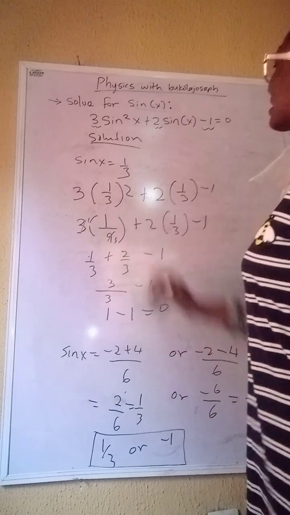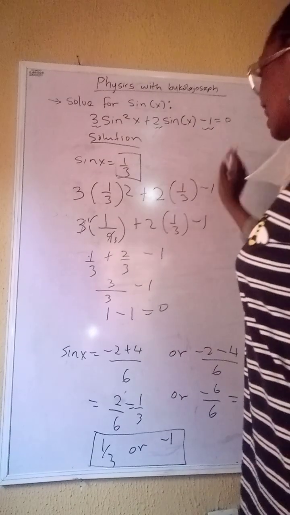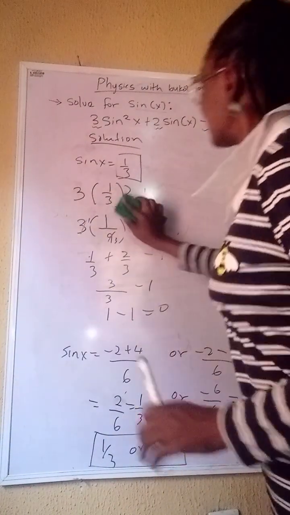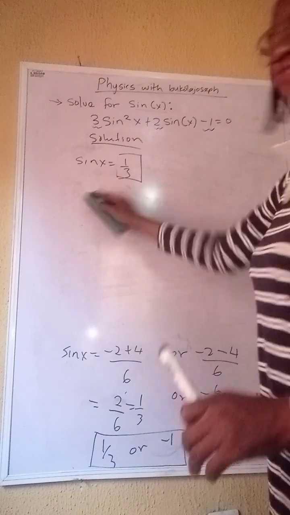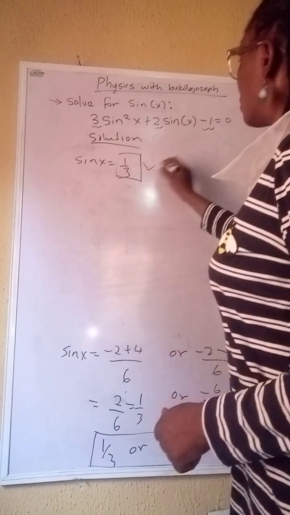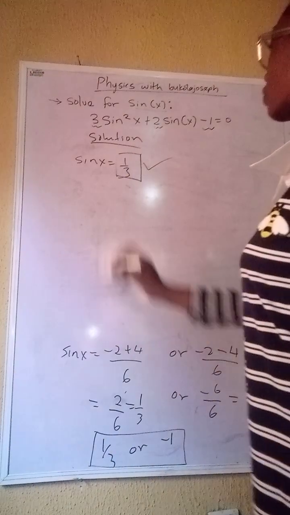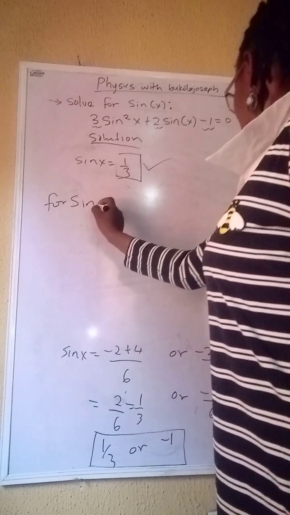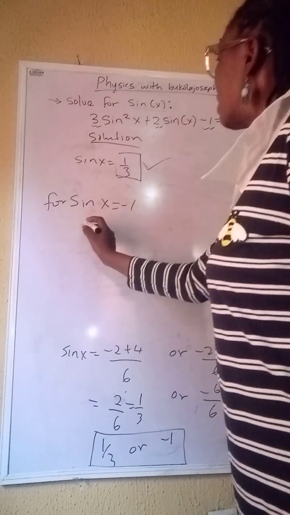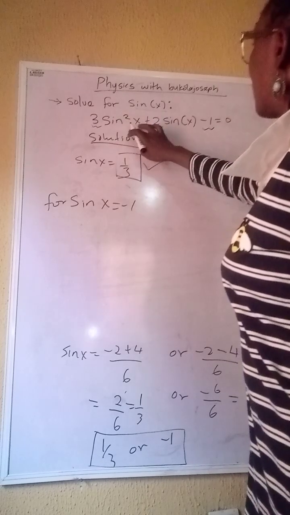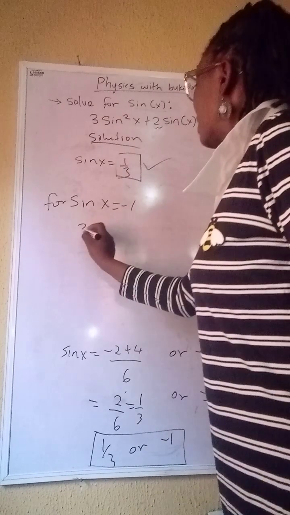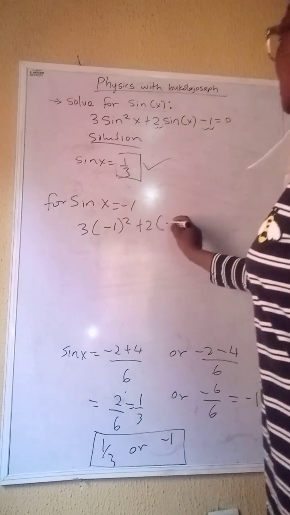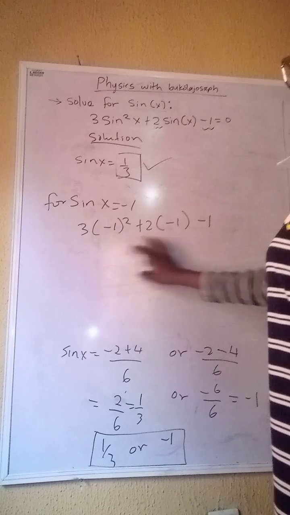So it means that this is a solution for this expression. We have verified that 1 over 3 is a solution. Let's check minus 1. For sine x equal to minus 1, wherever we see sine x, we put minus 1. So we have 3 into minus 1, squared, plus 2 into minus 1, then minus 1. Let's see if this will give us 0.